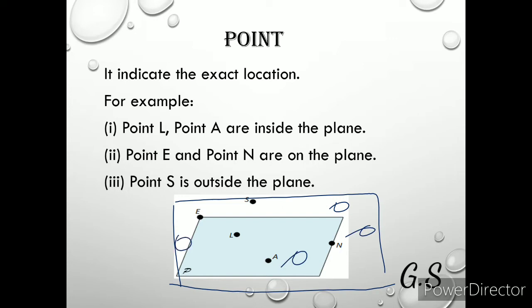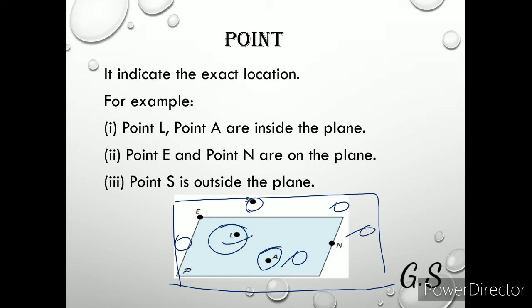But if I tell you to stand near a point L, what will you do? You will stand exactly here. If I tell you to stand near A, you will stand exactly near point A, or point S. So what is it showing? It is showing the exact location.